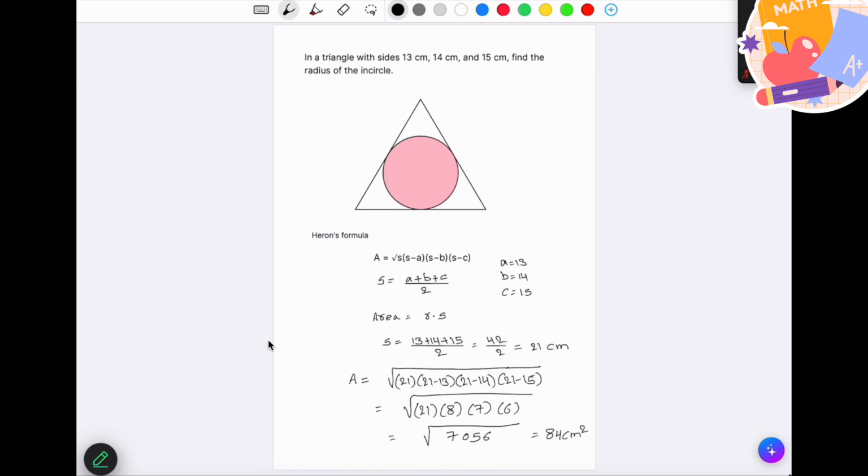Now we have the area of the triangle and the semi-perimeter of the triangle. The area of the triangle is equal to 84 centimeter square and the semi-perimeter of the triangle is equal to 21 cm. If we substitute the values in the formula, area is equal to radius times semi-perimeter, we can find the value of the radius. From Heron's formula, we got area 84 centimeter square is equal to radius times semi-perimeter of the triangle, which is equal to 21.